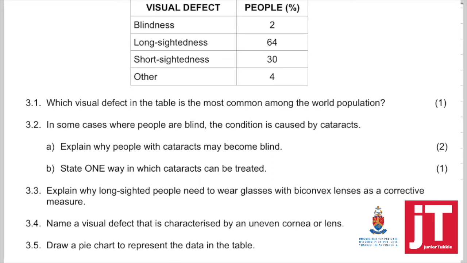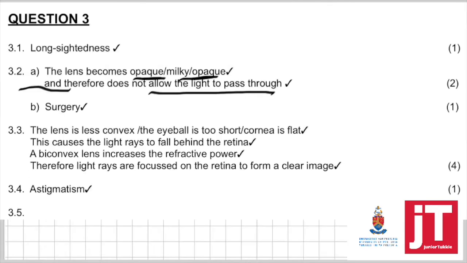Let's go to question 3.2b. State one way in which cataracts can be treated. That is easy. That can be treated with surgery. So if you look at our memo here, with surgery.